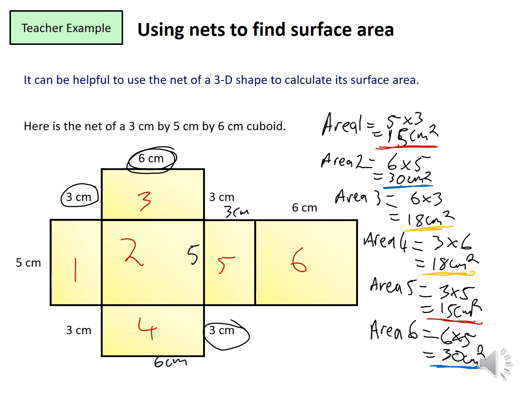So if we add up all these areas, surface area is equal to the sum of all of these areas here. And if we add them all up, we should get 126 centimeters squared. So that's how to use a net to calculate the surface area of a 3D shape.